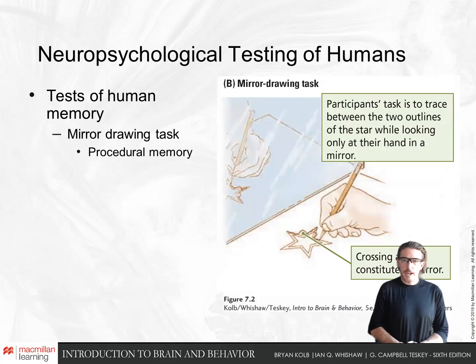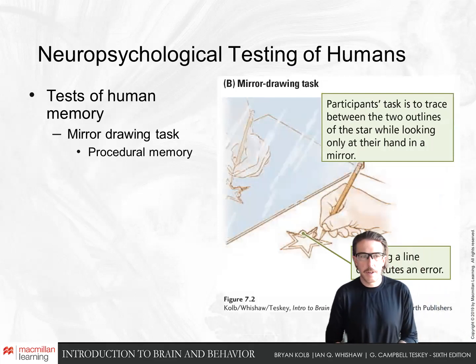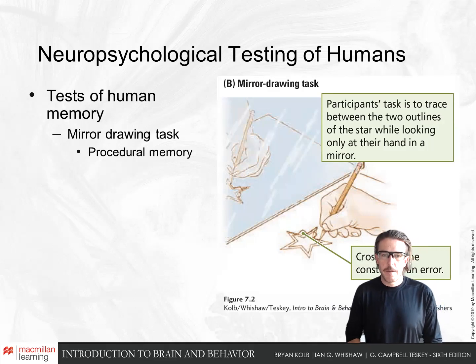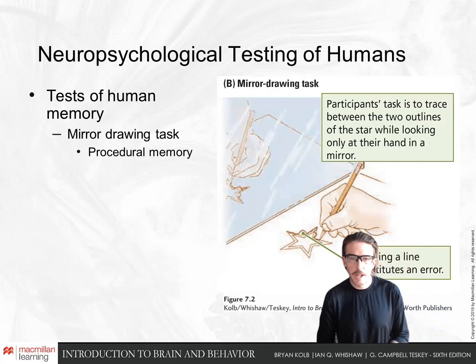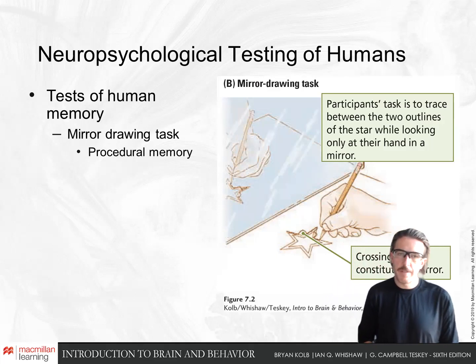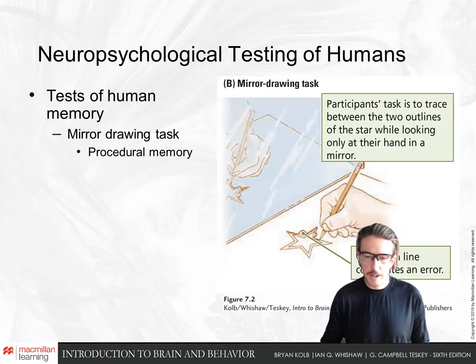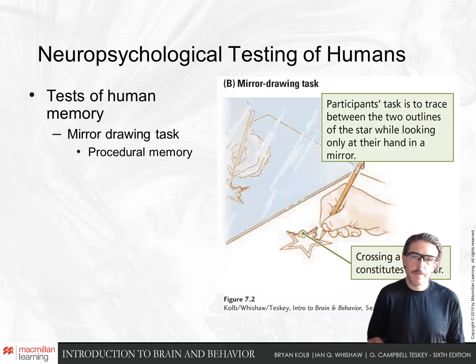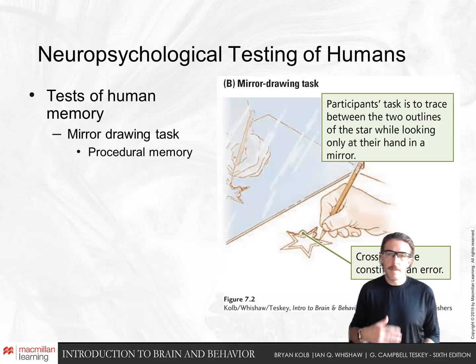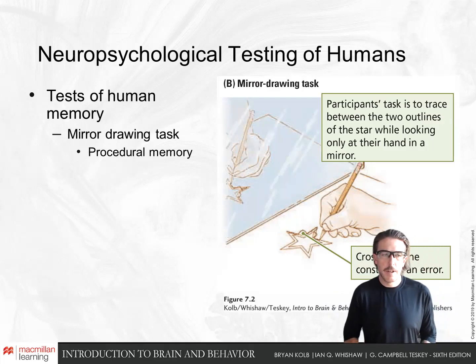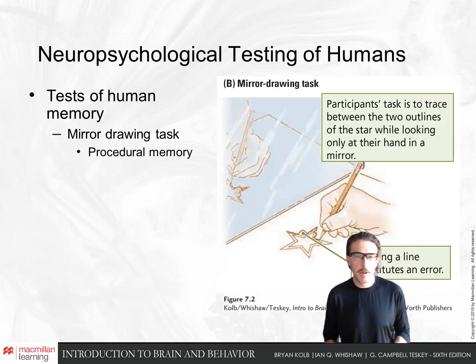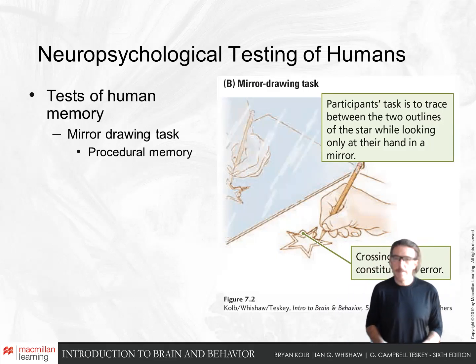Another type of memory task that's used to measure a different type of memory is called a mirror drawing task, in which one learns to trace an object through the reflection of a mirror. So they don't see their own hand, they only see the reflection of their hand in the mirror. So they have to learn to adjust their motor output depending on this flipped feedback. And slowly over time, participants get better and better at this. They make fewer and fewer crossing errors. And we call this a procedural memory, much like riding a bike or learning to play piano.